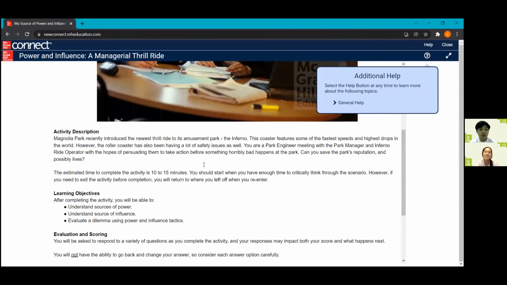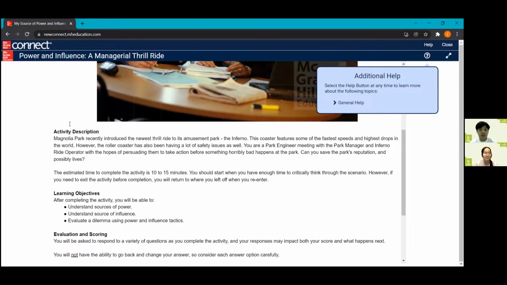Give it a bit. So here is the role play, and here's some context. Magnolia Park recently introduced the newest thrill ride to its amusement park, the Inferno. This coaster features some of the fastest speeds and highest drops in the world. However, the roller coaster has also been having a lot of safety issues as well.